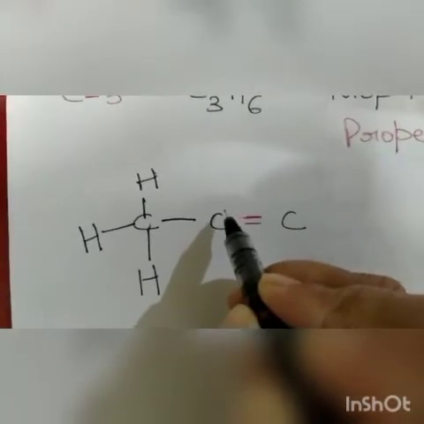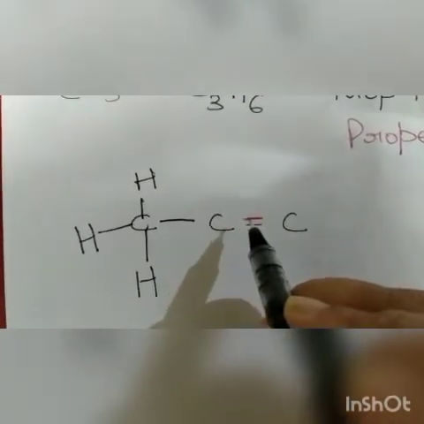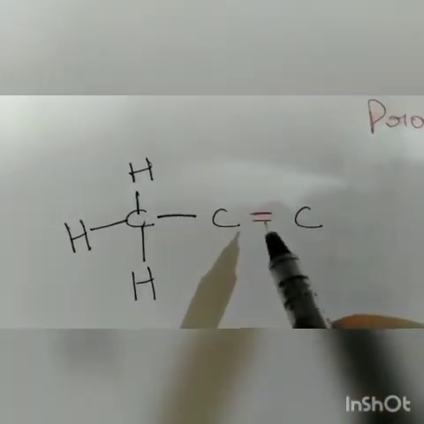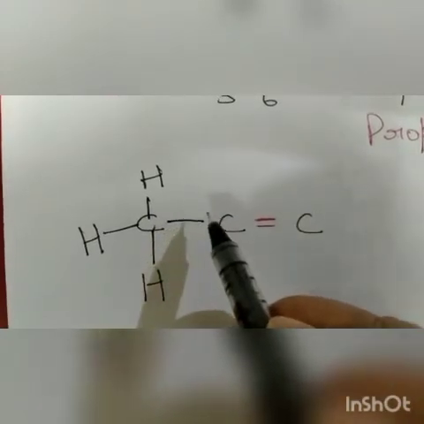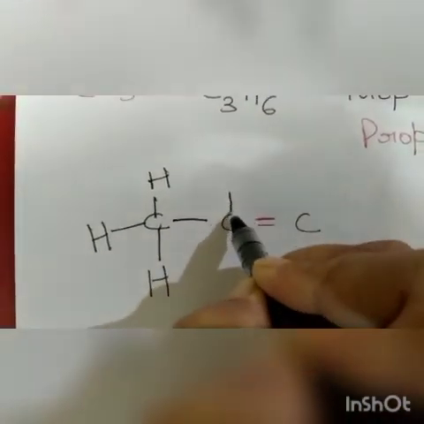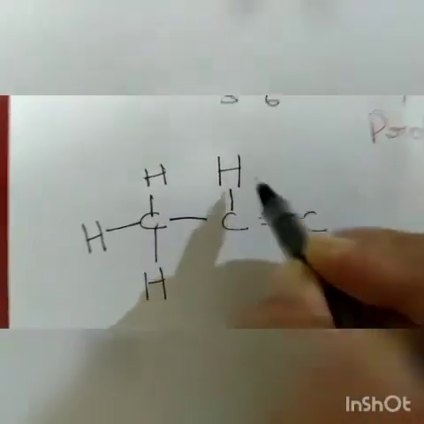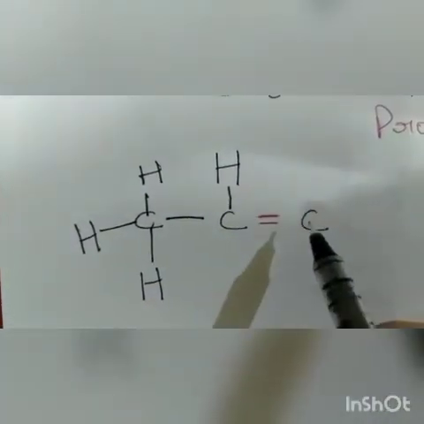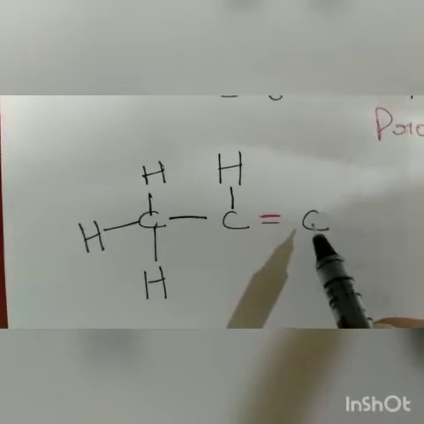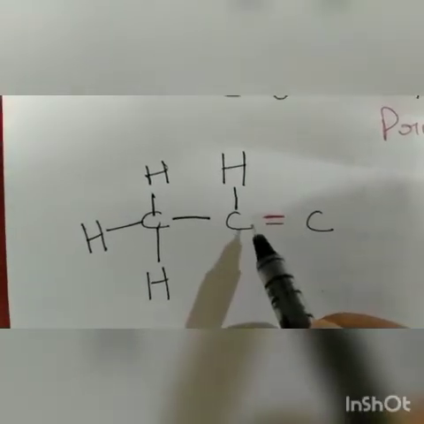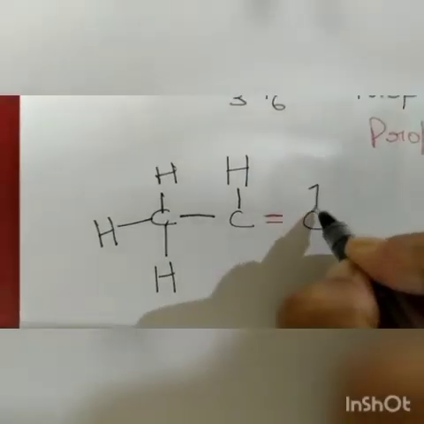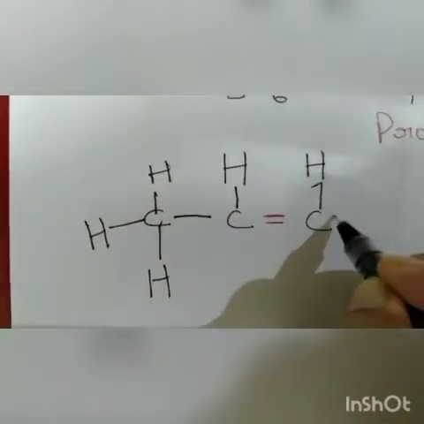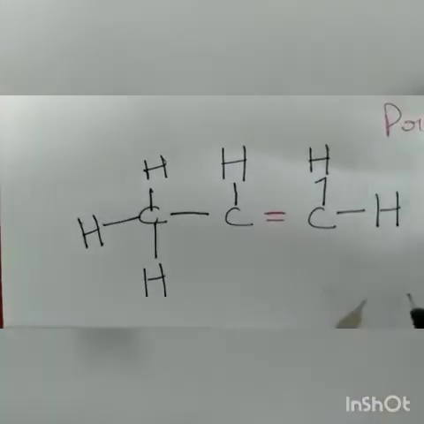Now this is another carbon atom, and please have a closer look here: 2 electrons are already shared with this carbon atom, and 1 is shared with this carbon atom. So how many are left? 1. So this 1 will be shared with this hydrogen atom. Now take this carbon atom. In this carbon atom, 2 electrons are shared with this carbon atom. How many electrons are left? 2. So 1 will be shared with 1 hydrogen, and another will be shared with another hydrogen atom.